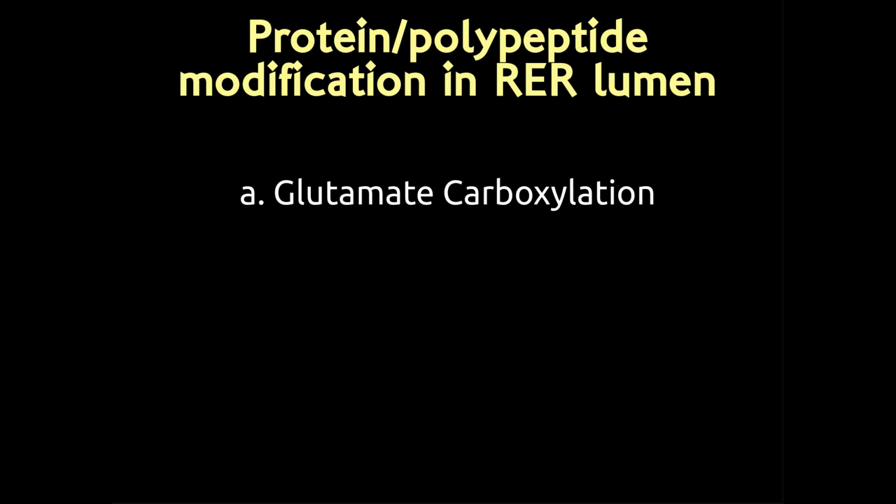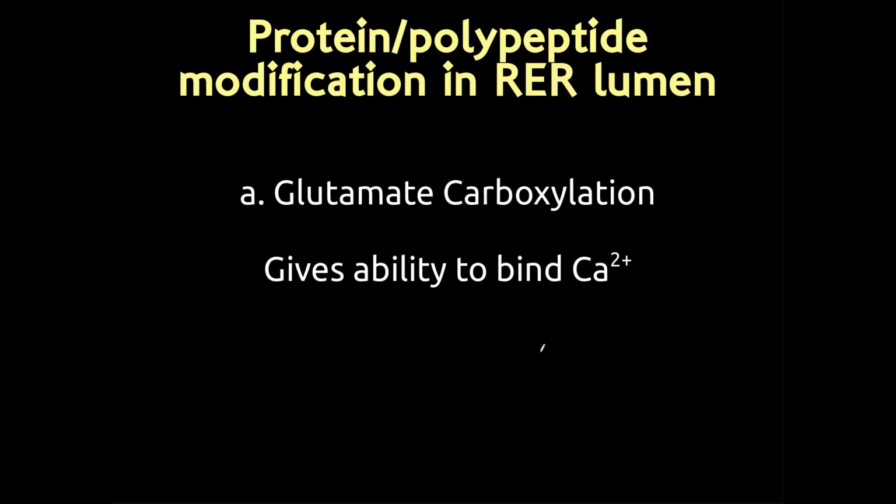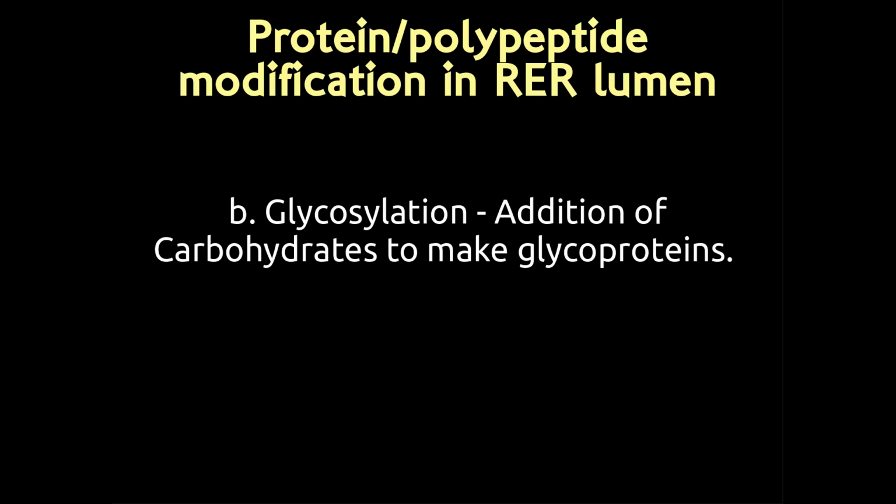Now, there's a lot of modification that can happen to the protein once it's in the RER lumen. One of those things is what's known as glutamate carboxylation. Essentially, we have this enzyme glutamyl carboxylase that takes a glutamate and sticks an extra carboxyl group on there. And it gives the protein the ability to bind calcium. And much of this is done with this particular glutamate carboxylase that's vitamin K dependent, which is one of the reasons you need vitamin K.